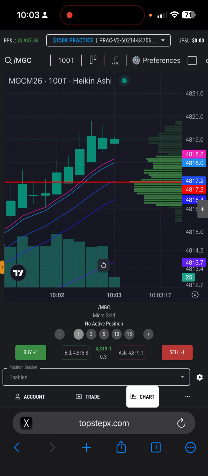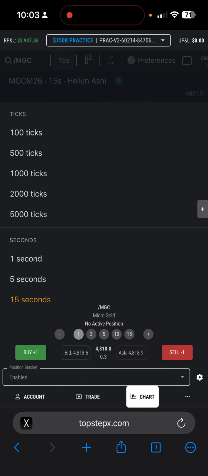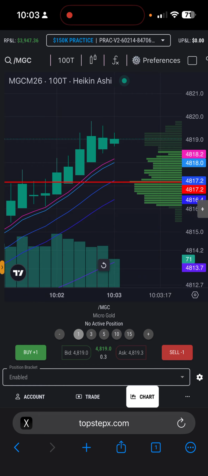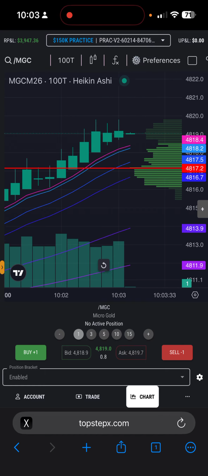But you need the tick charts and Heikin-Ashi candles. If you don't have ticks, maybe you can do seconds. I don't know, if we do the 15 seconds, pretty similar. But I think the ticks are more accurate. Not quite sure if it is or not.